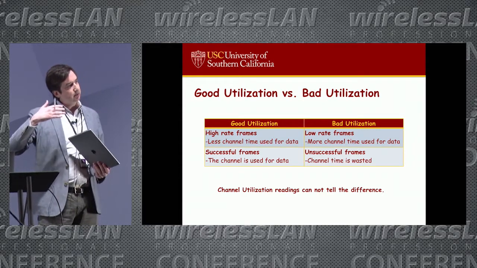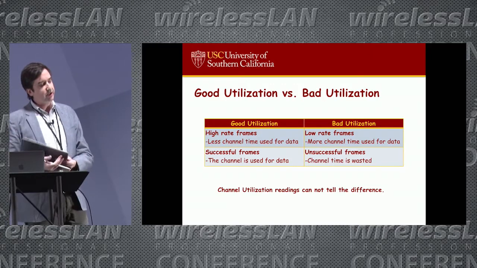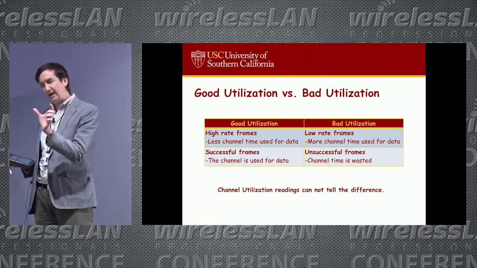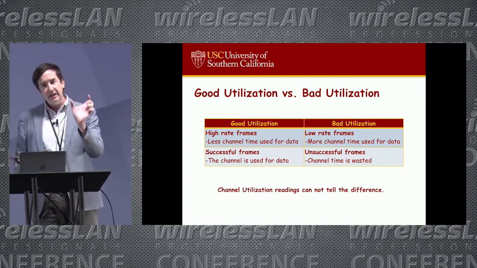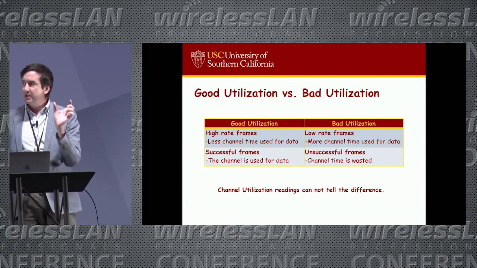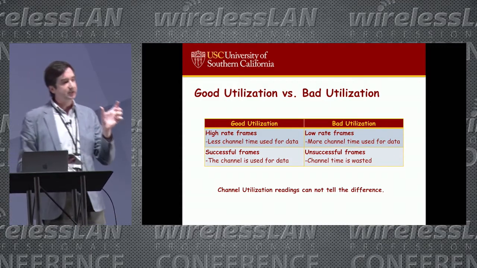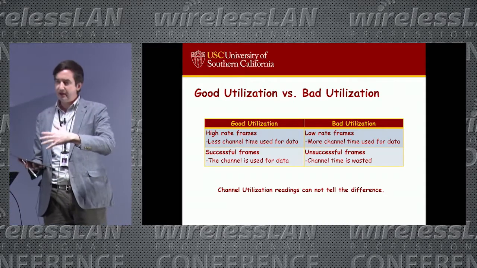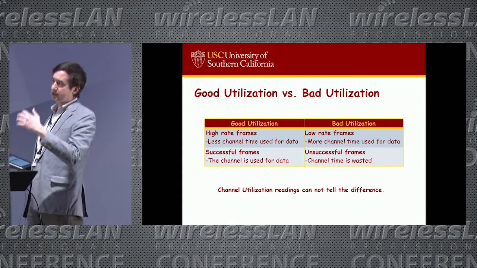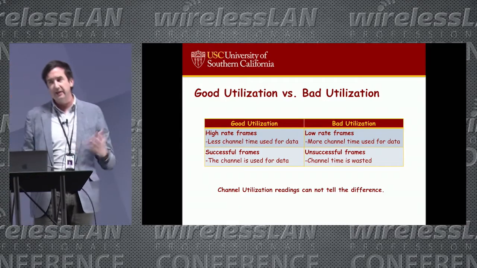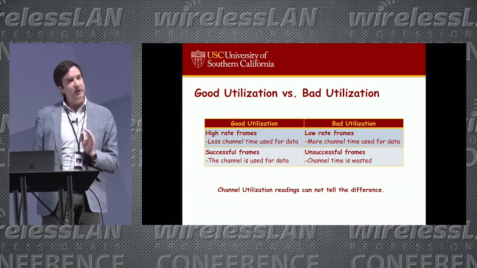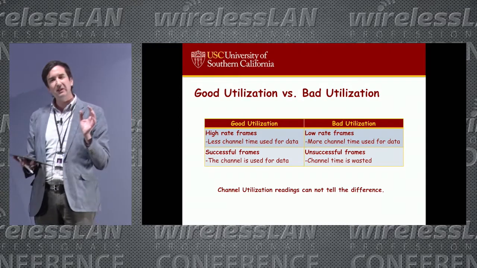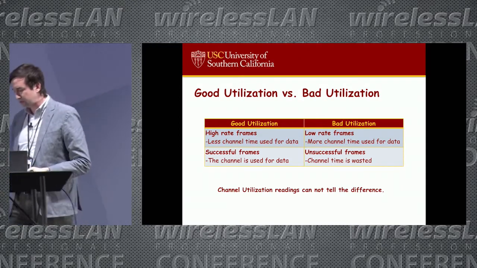And we talk a little bit about why that is here. The issue is just that a spectrum analyzer, when it shows you channel utilization numbers, does not have the ability to differentiate between the good and the bad. An amount of time that's taken up with a successful frame transmission or a high rate frame transmission is going to be efficiently used channel time. If there's a low rate frame transmission, if there's an unsuccessful frame transmission, that's not a great use of channel time. But a channel utilization tool, a spectrum analyzer, doesn't really have the ability to differentiate between those two.